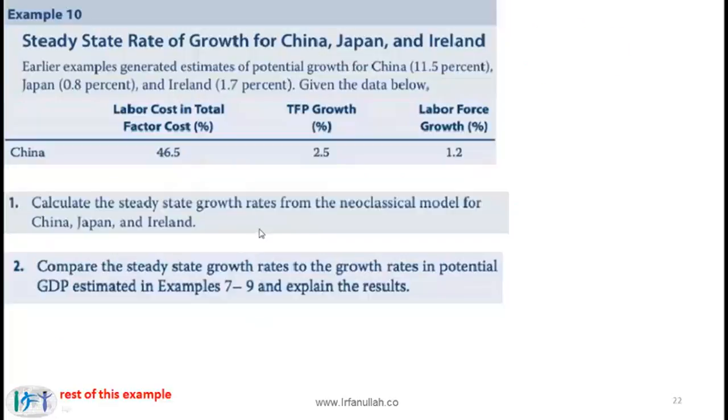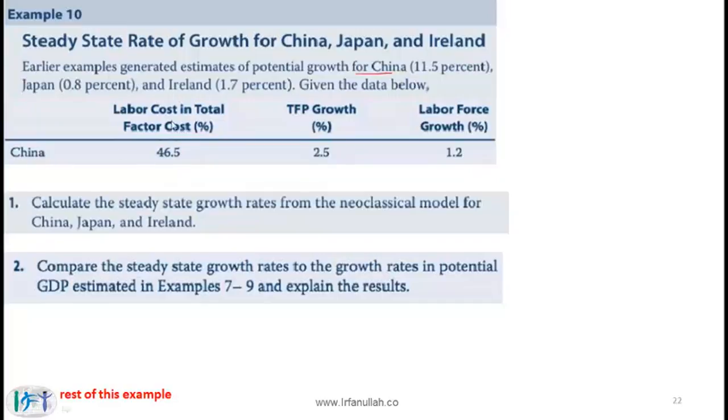Now let's take a look at example 10, which will use the relationships that we just talked about. This example talks about the steady state rate of growth for China, Japan, and Ireland. We are told that earlier examples generated estimates of potential growth for China, Japan, and Ireland. And then we are given some data. Notice that this data aligns with the variables we've just talked about.